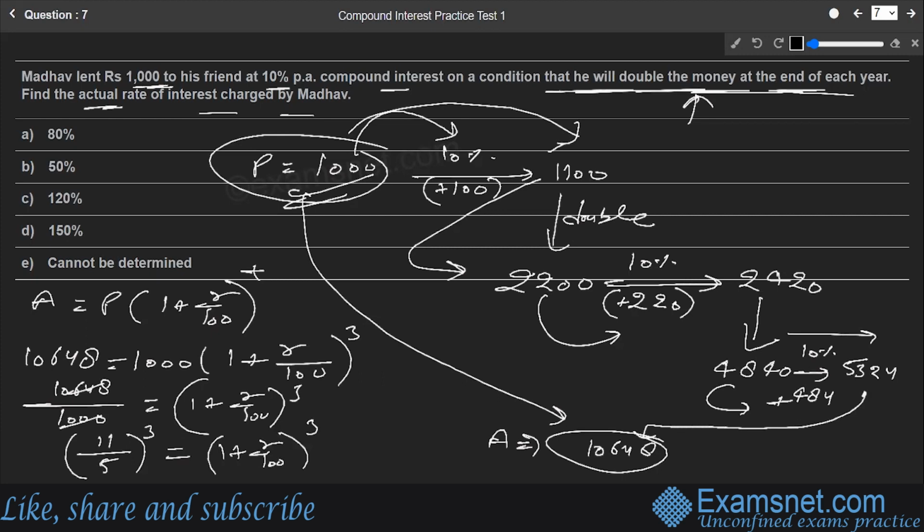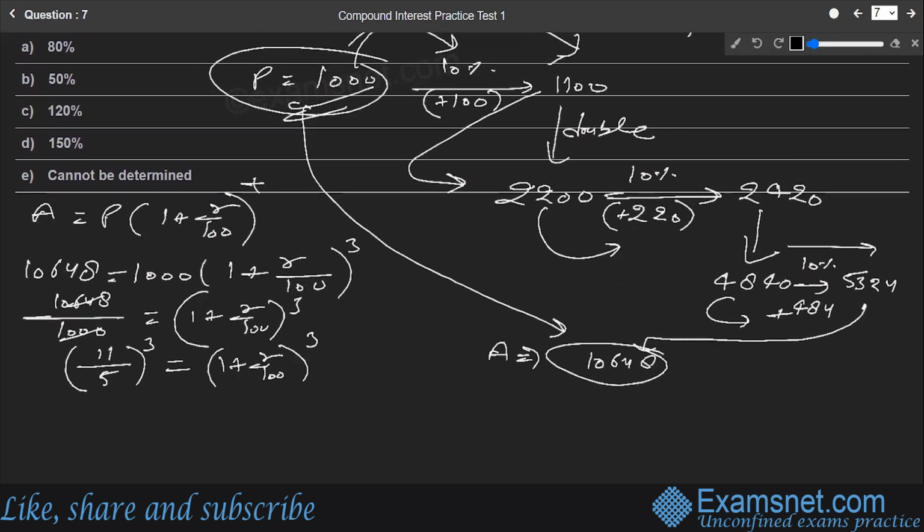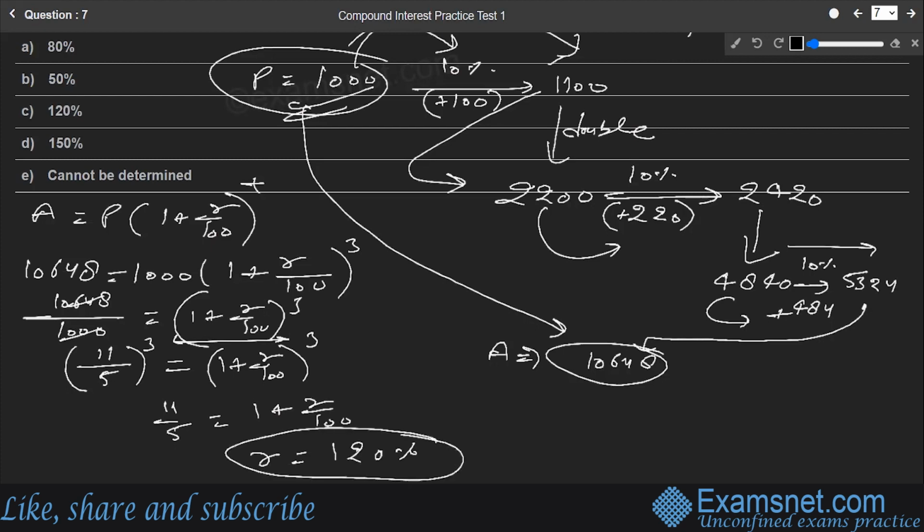Now these 3 and 3 get cancelled because they are on both sides. So ultimately I receive 11 by 5 is equal to 1 plus r over 100, and if I solve for r, the r value comes out to be 120%. So that's what they were asking for. What is the rate of interest? The rate of interest is nothing but 120%, which is available in option C, and is the right answer.